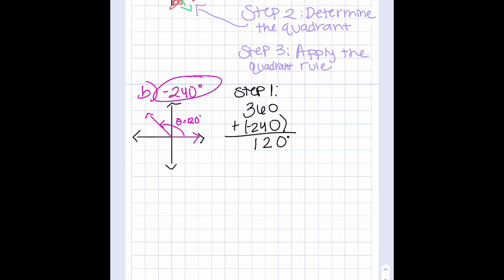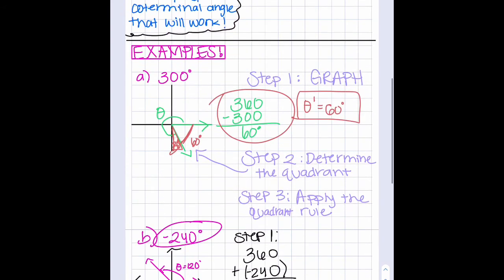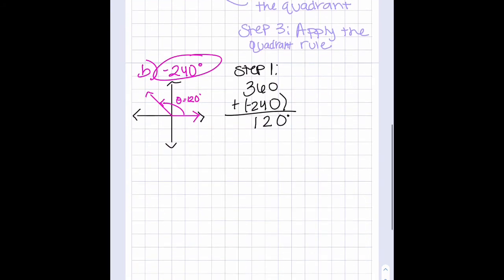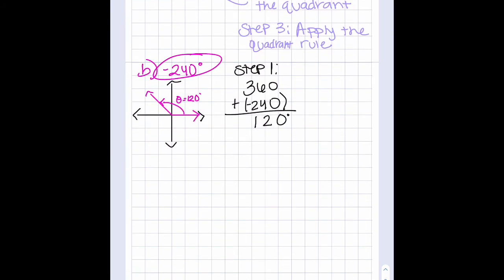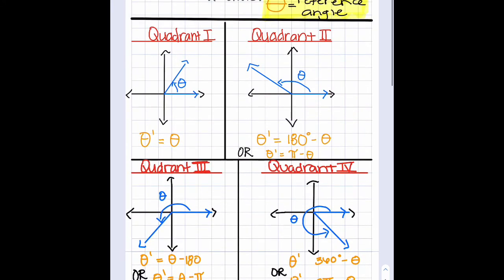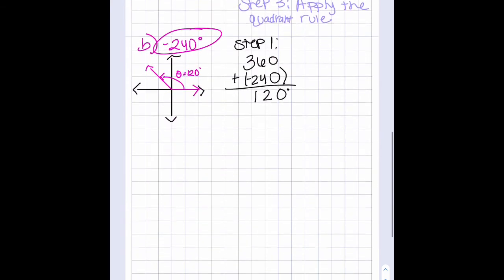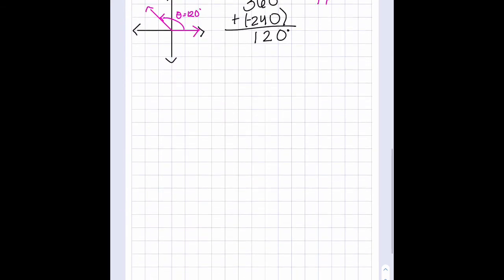So now we kind of skipped, well, okay, we did set step 1 up here. That was graph, already did that. Now I'm at step 2 and 3 down here. So determine the quadrant. That's in the second quadrant, so come up here to this rule. The second quadrant is saying, in order to find your reference angle, subtract your theta from 180. So let me come back down here. I will subtract 120 from 180, and I end up with 60 degrees.